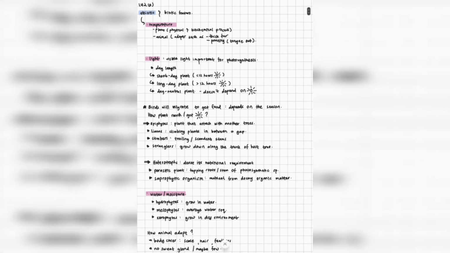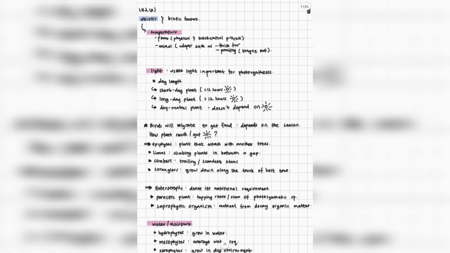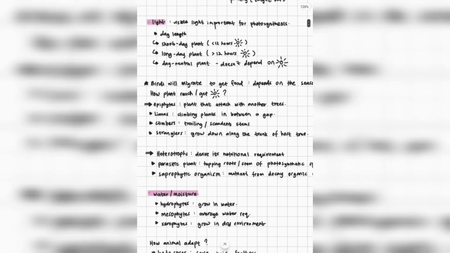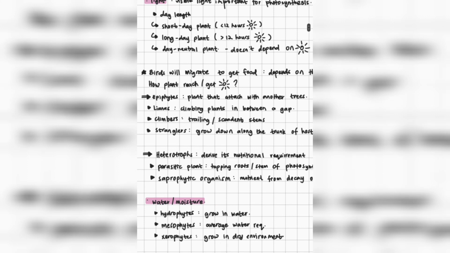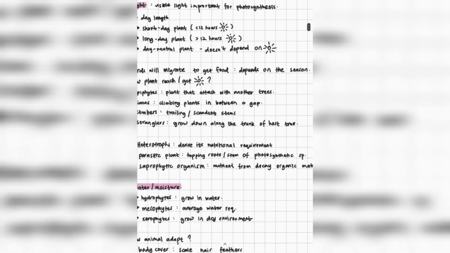Secondly, for birds, they need to migrate to get their own food. So it depends on the season, which is summer or winter, and also how plants get sunlight. So epiphytes are plants that attach to other trees. The types are lianas, which are climbing plants in between gaps of trees, and also climbers, which have trailing stems, and stranglers, which grow down along the trunk of the host tree.